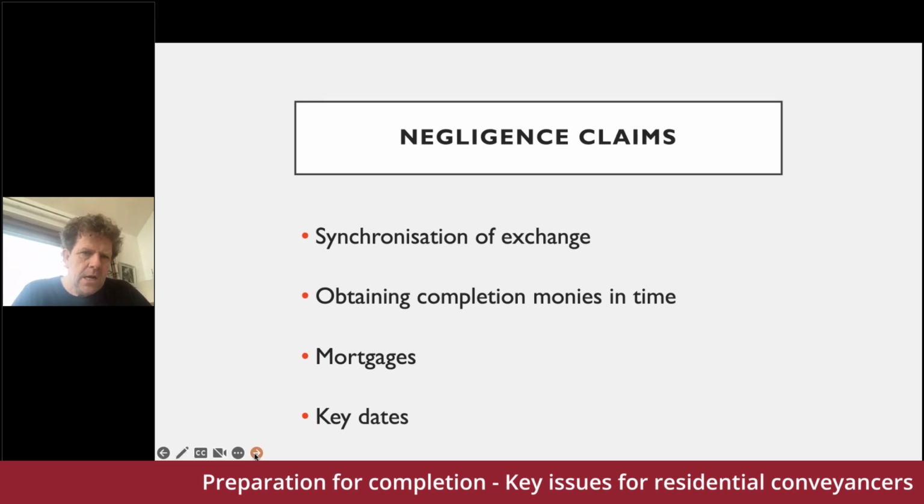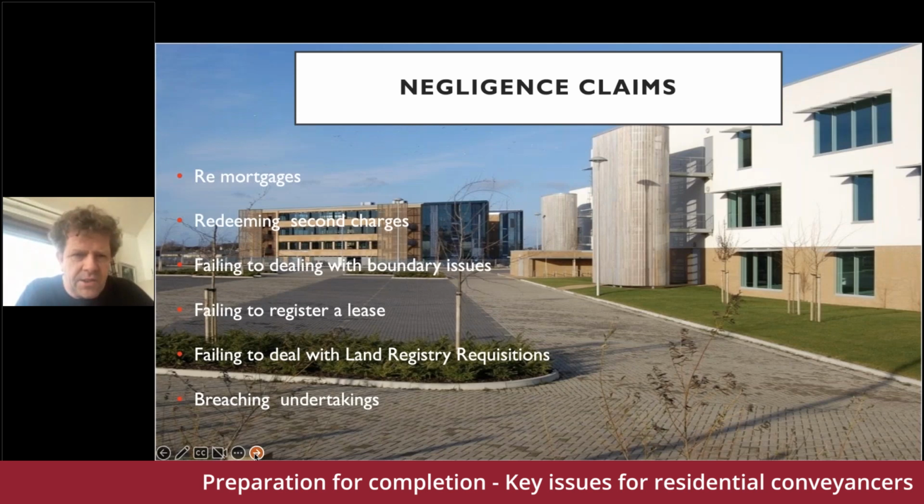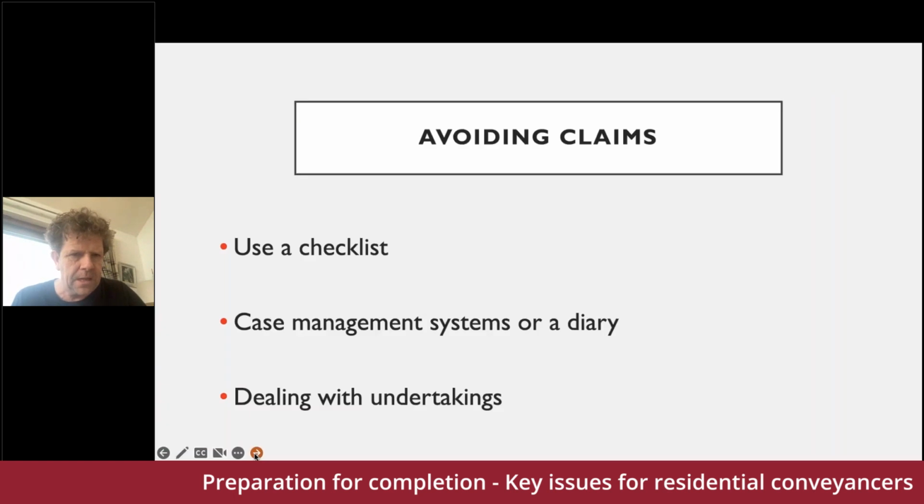Other issues that cause negligence claims are remortgages, redeeming second charges, failing to deal with boundary issues, failing to explain to clients the limitations associated with conveyancing and boundary sensitivity, failing to register leases, failing to deal with Land Registry requisitions, and breaching undertakings, all of which can lead to negligence claims. So all of these things potentially have an impact with regard to preparing for completion.